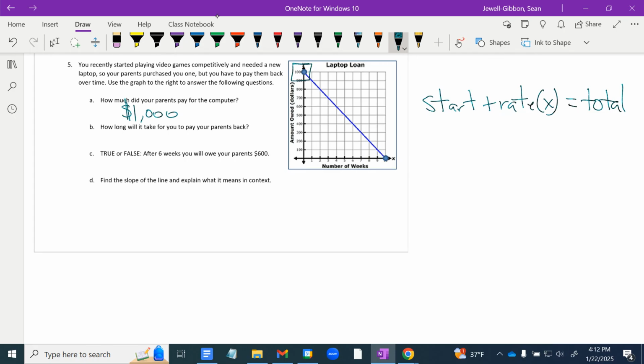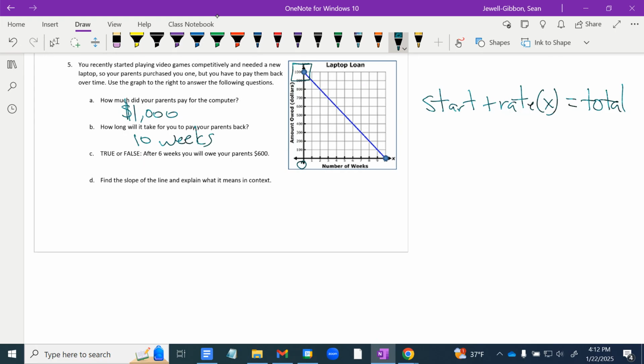All right, how long will it take for you to pay your parents back? So here we're taking a look at our number of weeks. This is week 0. This is where we begin. As the weeks progress, we are owing less and less money, so we're slowly paying this thing off. And then right here, this is our x-intercept, where this hits the x-axis. And this took 10 weeks. It's kind of hard to see there, but that's a 10 there. So it took 1, 2, 3, 4, 5, 6, 7, 8, 9, 10 weeks to pay this thing off.